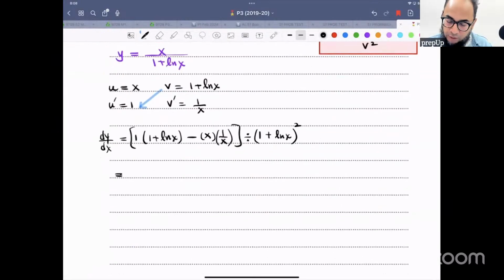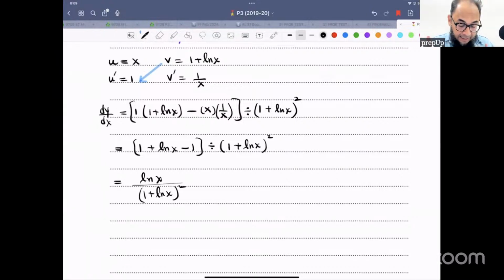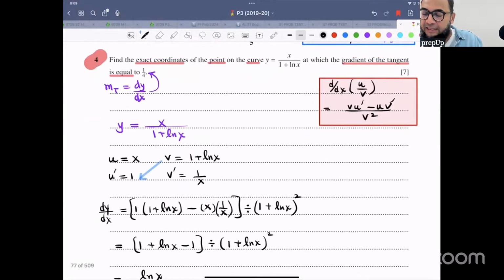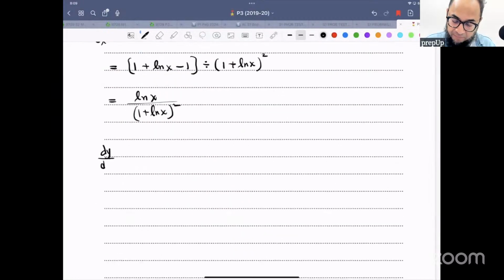This is 1 plus ln x minus 1, and this thing is divided by 1 plus ln x the whole thing square. So this is ln x over 1 plus ln x the whole thing square, but it's not over yet. That is the dy by dx we got. Now we have to equate it to 1/4. So now dy by dx equals 1/4. That is ln x over 1 plus ln x the whole thing square is 1/4.